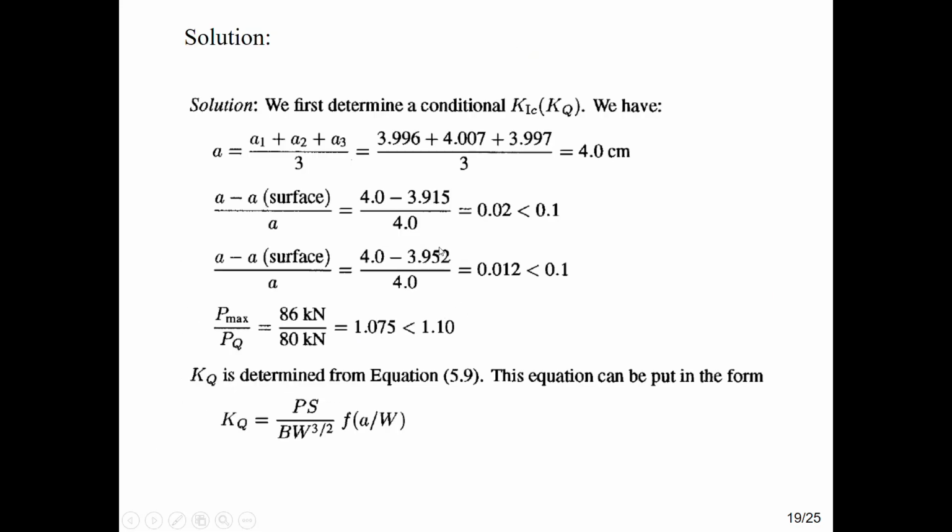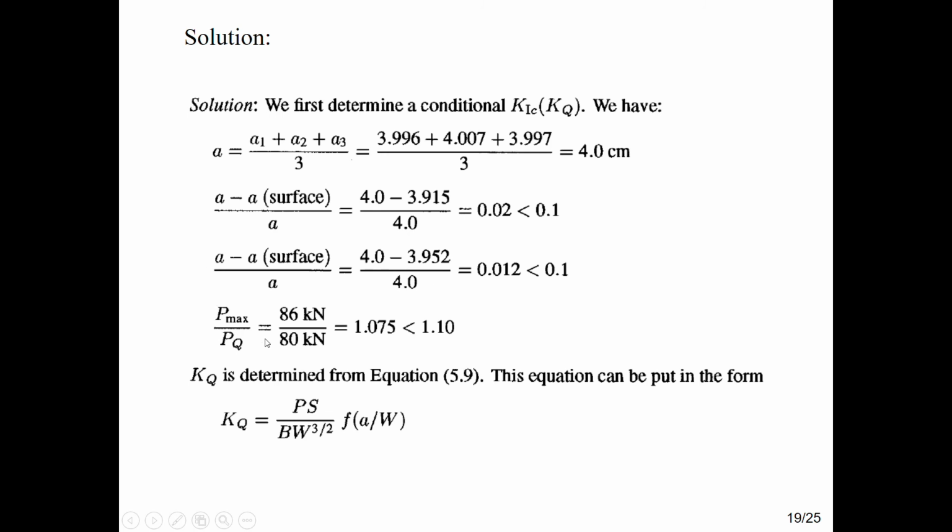Once you apply this equation, where you already obtained 4 centimeter, you apply it here and subtract the first value, divided by 4. And then check the condition, whether it is less than 0.1. The value you obtain here is 0.02, which is less than 0.1. You repeat the same procedure using the different value of A surface. Of course, you will get a value less than 0.1 as well.